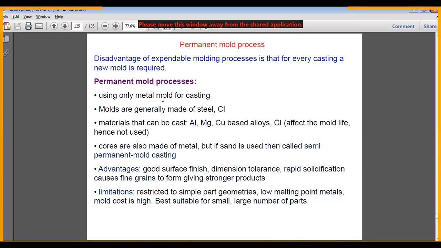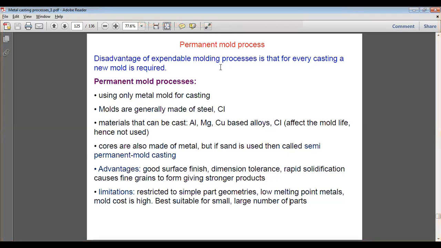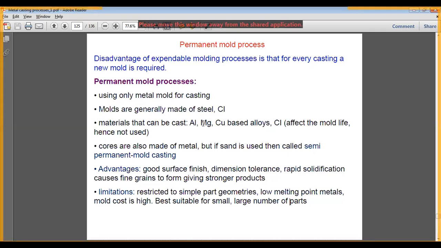So use only metal molds for casting. Molds are generally made of steel, cast iron. So in permanent mold casting, the molds are made of metals. And what metals? Steels and cast irons. Also aluminum, magnesium, copper based alloys. Cast iron is used for molds, but cast iron castings affect the mold life, hence are not cast. Molds are generally made up of steel and cast iron.